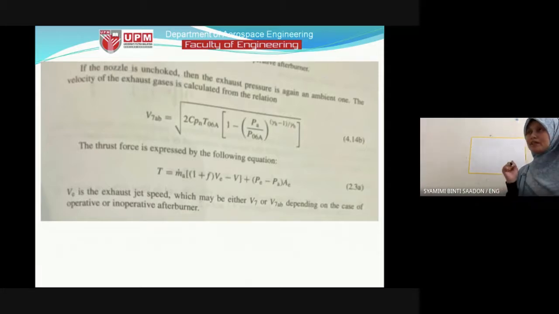So if the nozzle is choked, and the critical pressure is higher than the ambient pressure just now, then we assume that P7 is equal to the critical pressure for the choked nozzle. Choked nozzle, P7 is equal to critical pressure, which is just now 96.48 or 96.5 kilopascal.